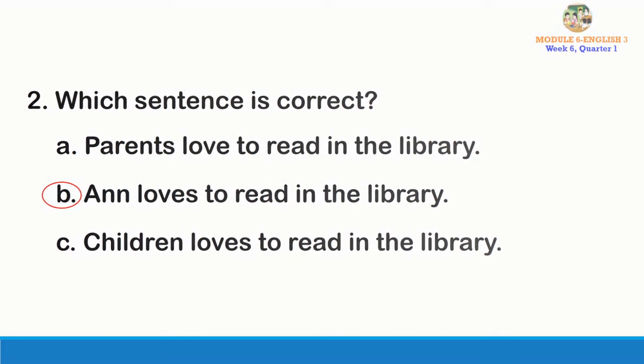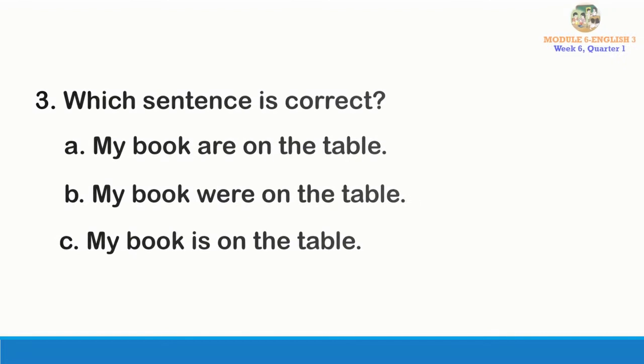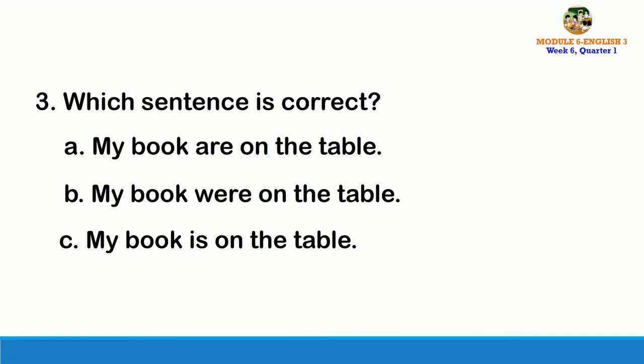Number 3. Which sentence is correct? A. My book are on the table. B. My book were on the table. C. My book is on the table. The correct answer is letter C. My book is on the table.